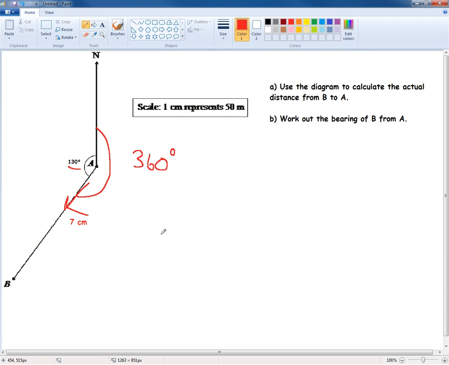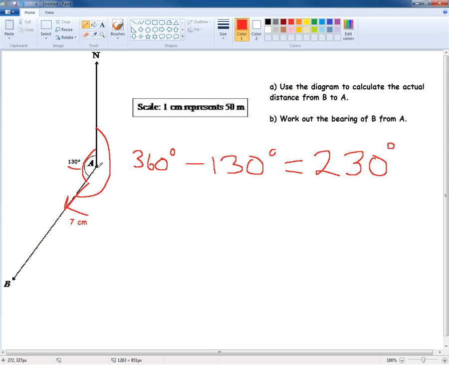So we can do a simple calculation. We know the entire circle is 360 degrees, and we know this much of it here is taken up by this 130. So if we did 360 degrees minus 130 degrees, then the remainder here, this angle here, is 230 degrees.